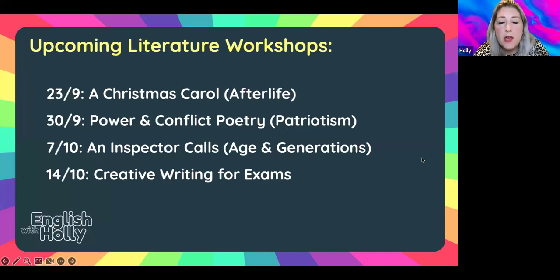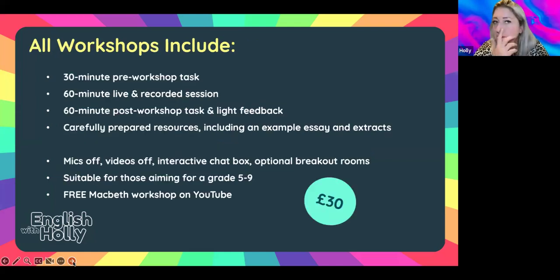So these are my upcoming literature workshops. They usually run on Monday evening, 7:15 till 8:15. I cover a very broad range of texts and some of the English language skills as well. These are just the ones that are lined up before the October half term, but I usually run about 5 or 6 per half term.